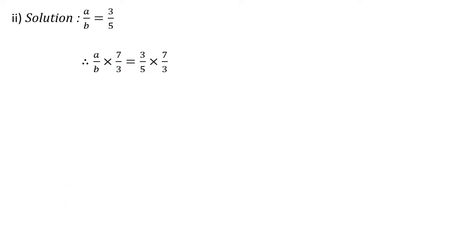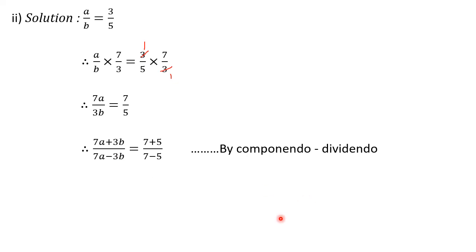Now when we multiply here you will find that the cancellation is possible here. 3 ones are 3 and 3 ones are 3. Okay, so do the cancellations wherever possible and from that you will get the answer 7a upon 3b as 7 upon 5. Always try to reduce it to reduce the further complications and to make the calculation simpler. Always try to reduce it like this. So we got 7a upon 3b is equal to 7 upon 5. Then you know that we have to use componendo dividendo. So go for componendo dividendo.